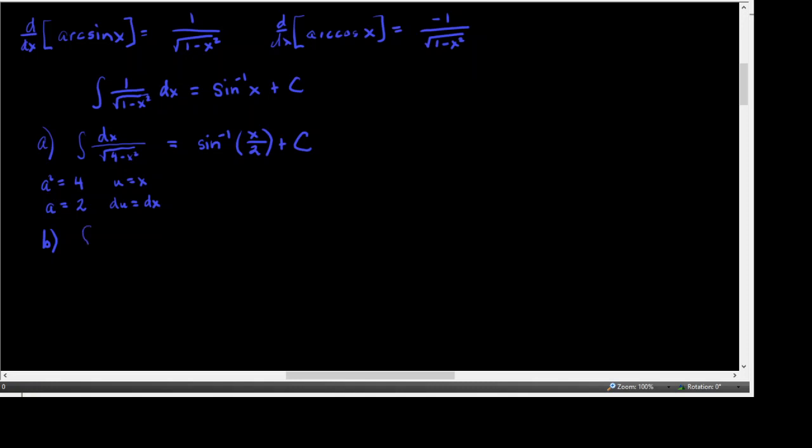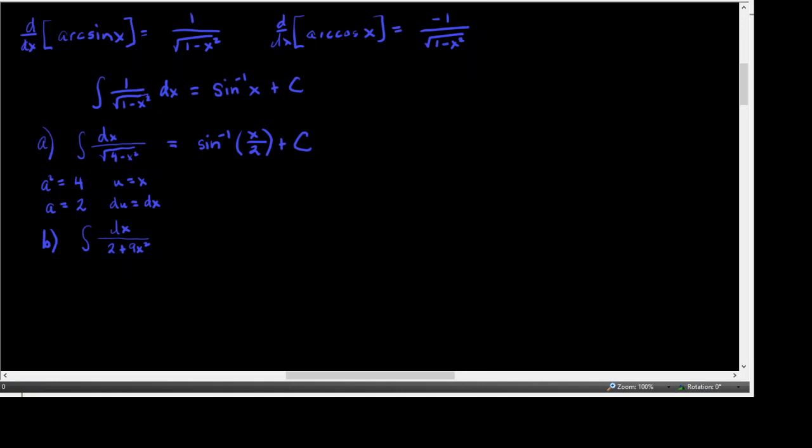B. This one is dx over 2 plus 9x squared. So notice this is a sum, and there's no radical. The only one that looks like that is number 2.